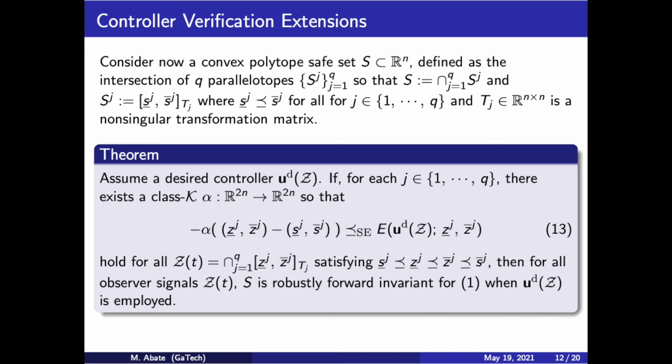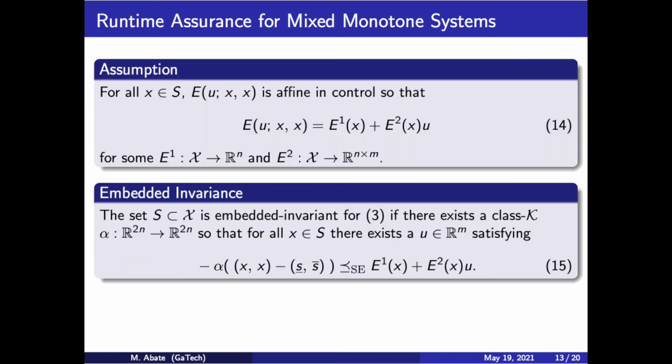All right, so at this point, we've discussed tools for verifying controllers render regions robustly forward invariant in the case of no state uncertainty, and we've also considered polytope safe sets. So I'll next be discussing our results related to runtime assurance for mixed monotone systems. Okay, and we're going to begin with an assumption on our embedding function. We'll assume for the time being that the embedding function for your system is affine in control, so that equation 14 is satisfied for some functions E1 and E2. This is reminiscent of the fact that control barrier functions generally operate on a control-affine system.